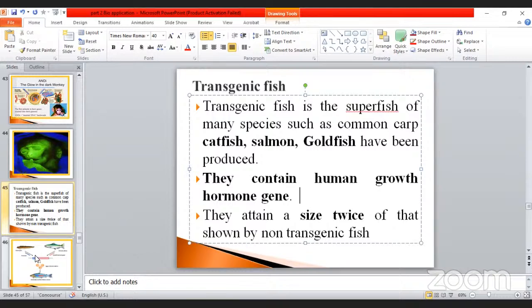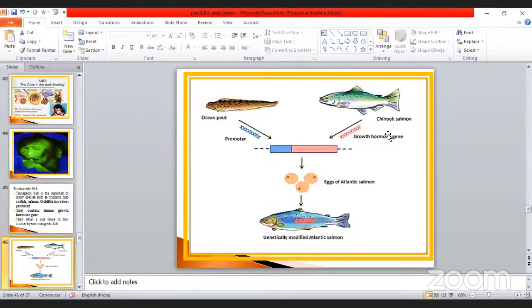Take an example. This is the ocean pout and Chinook salmon. The growth hormone gene is isolated, and it is inserted into the egg and also transferred to the Atlantic salmon. As a result, we will get a large size of fish for commercial purposes.